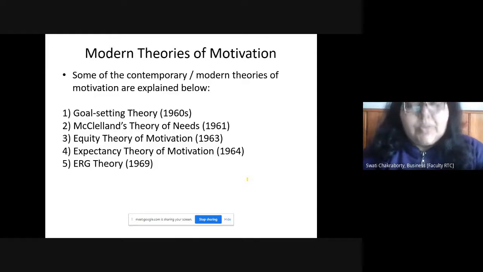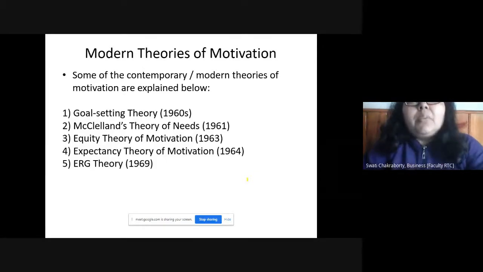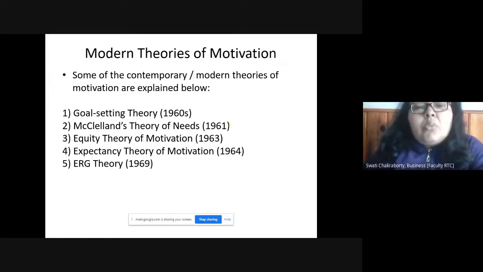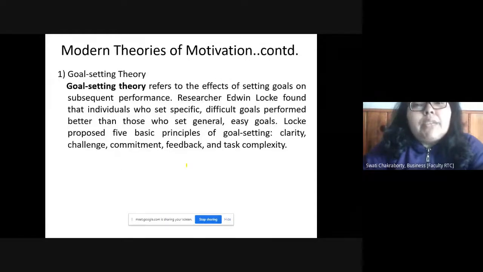What we have today is the last part of motivation, where we are talking about the modern theories of motivation. When we talk of the modern theories of motivation, there are five different theories: goal setting theory, McClelland's theory of needs, equity theory of motivation, expectancy theory of motivation, and ERG theory. So let's start with the goal setting theory.